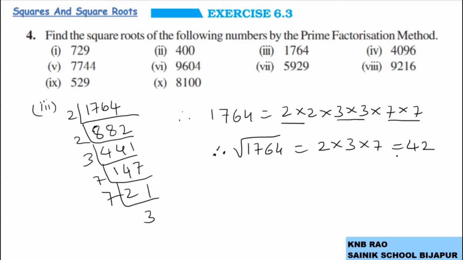Which is 42. So we need to find the square root of any number only once we find the prime factorization, making the prime factors into pairs and taking one from each of those prime factor pairs, and their product will give us the square root. I hope you are getting clarity of this concept.